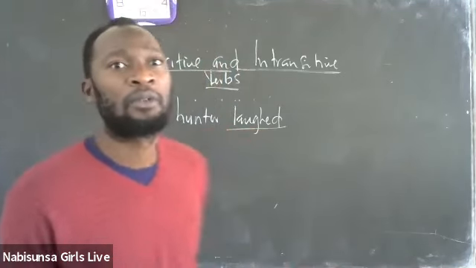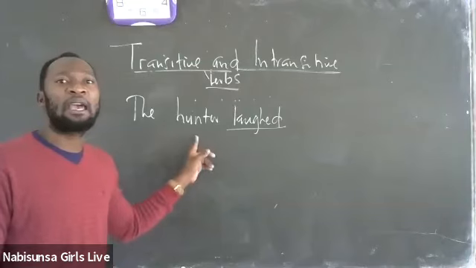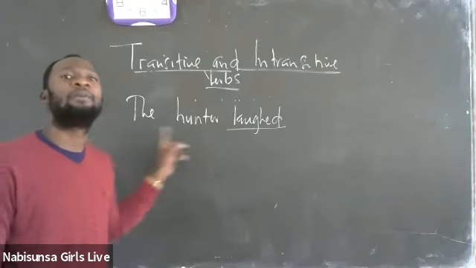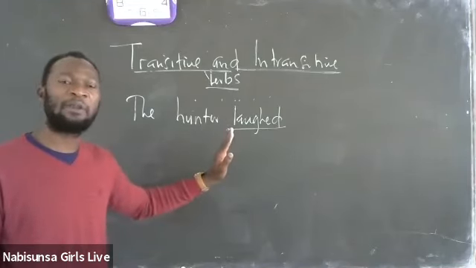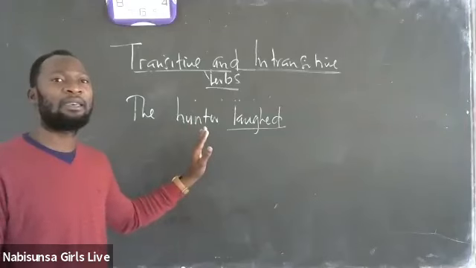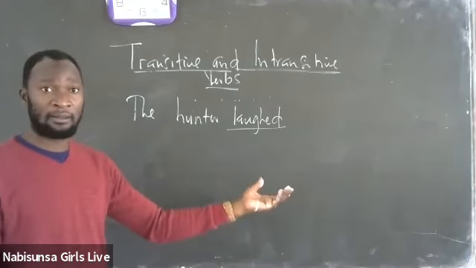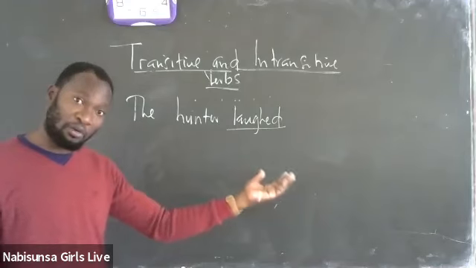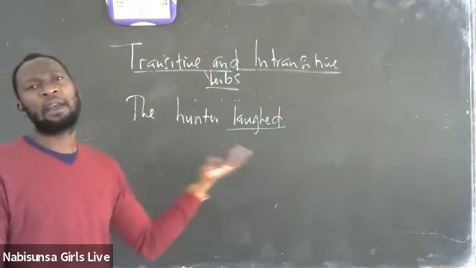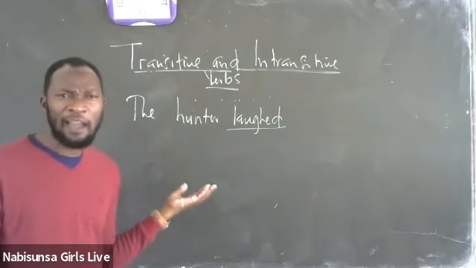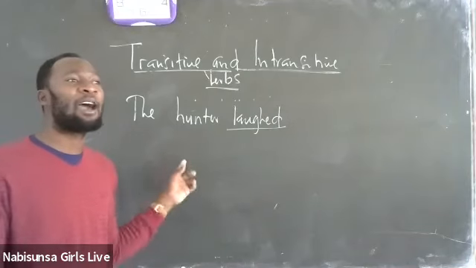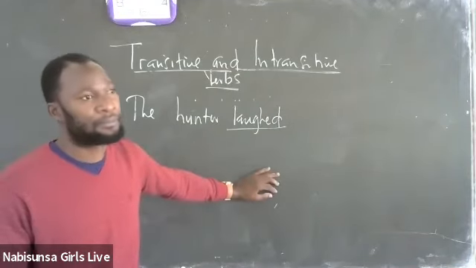Now this one here does not require an object. The hunter laughed. It is very simple. It is as simple as that. The hunter laughed. It carries meaning. There was an action of laughing from the hunter. Therefore, it does not laugh to what? The hunter laughed a laugh. That one does not apply, okay? So we have the hunter laughed.